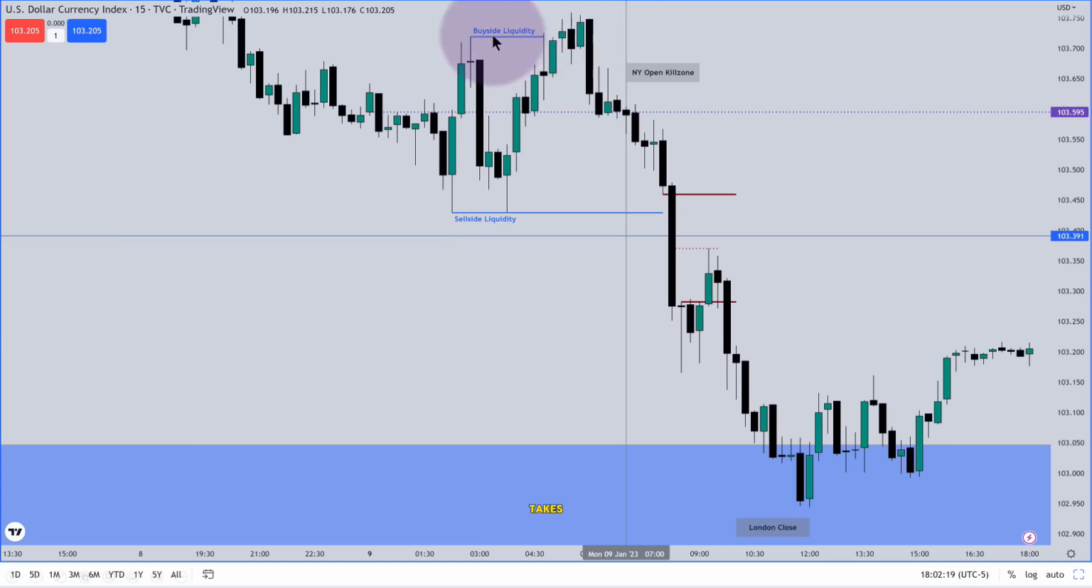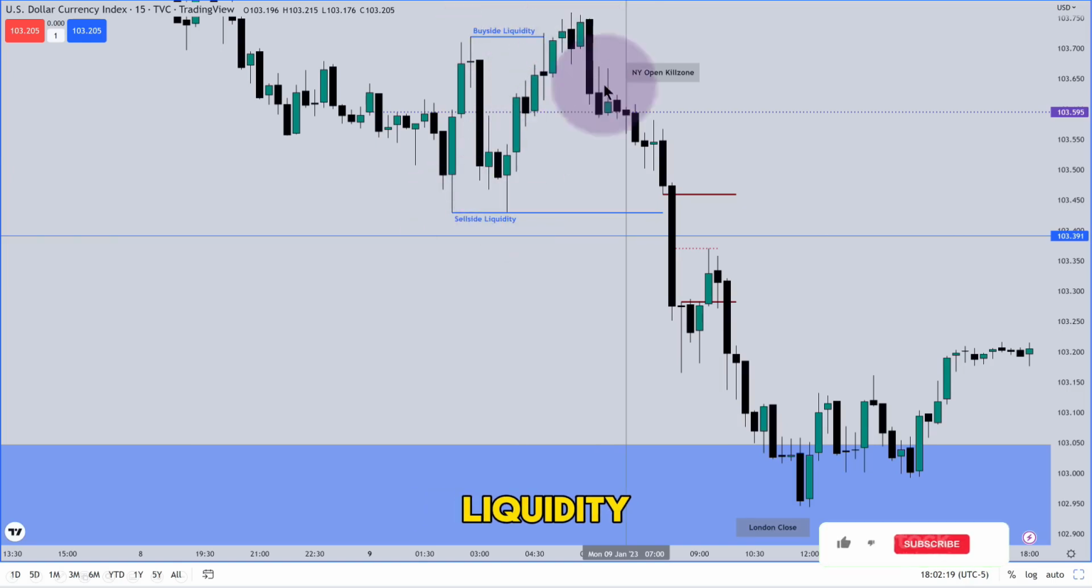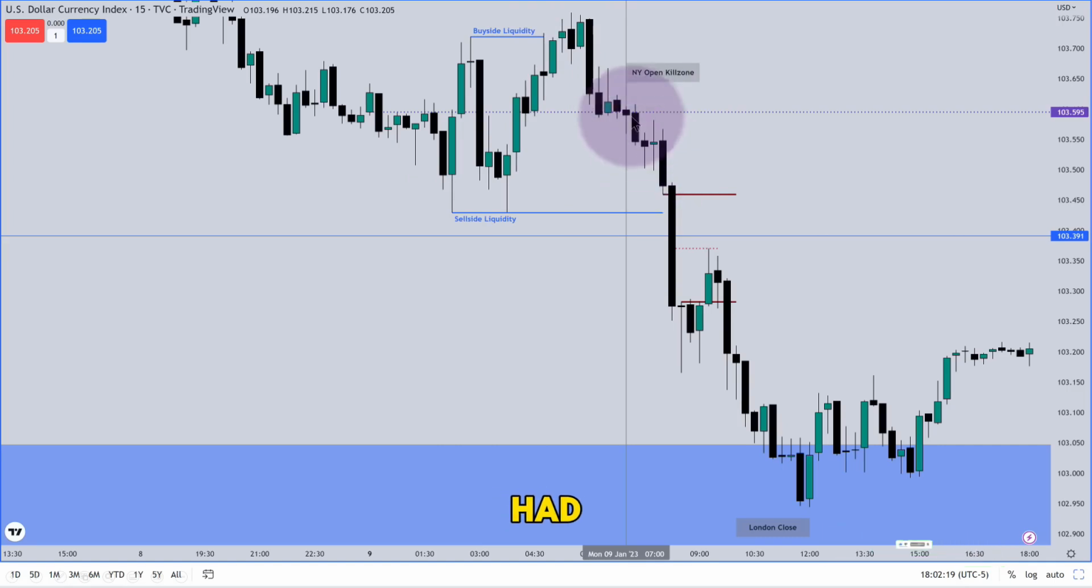The market trades above, takes out buy side liquidity, attacks the sell side liquidity here. New York open kill zone, which is 7 o'clock to 9 o'clock in the morning, New York local time. You can see we had a drop in here. We'll take a better look at that when we get into the 5-minute chart next. Then we had a really nice SIBI here, sell side imbalance, buy side inefficiency.